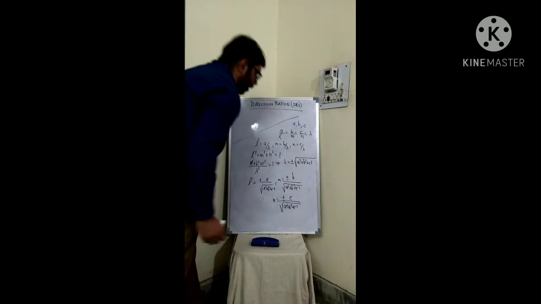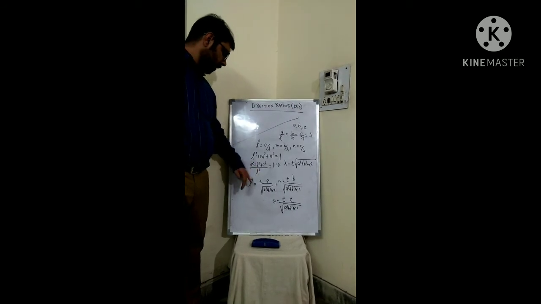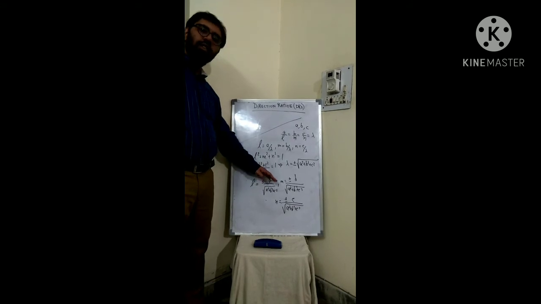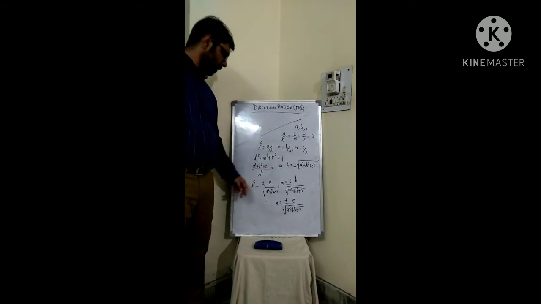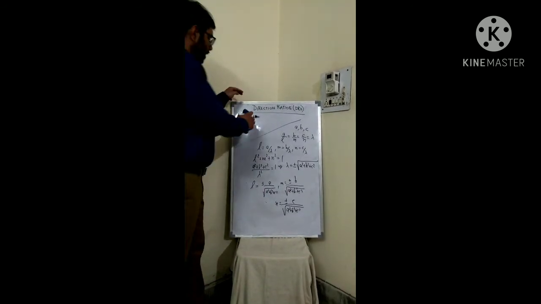So this is how we can calculate direction cosines L, M and N from the direction ratios. If we know the value of direction ratios, we can find the value of direction cosines using these relations. Okay. So let's continue further.